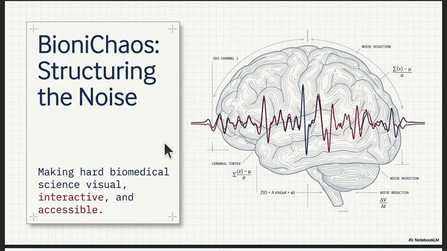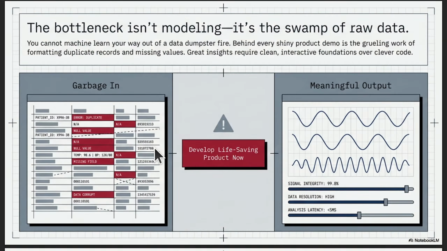BioniChaos structuring the nodes. Okay. Cerebral cortex, some random stuff around the EEG channel 1, noise reduction. Okay, it's a bit weird. Making how biomedical science visual, interactive, and accessible. That's what we do. That's correct.